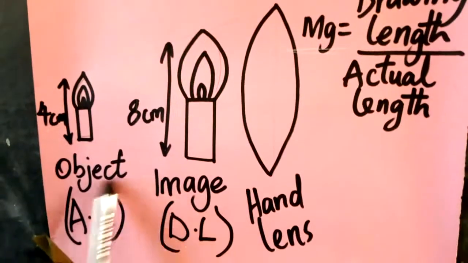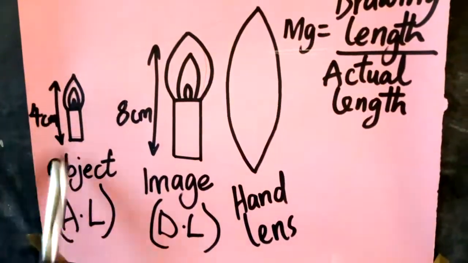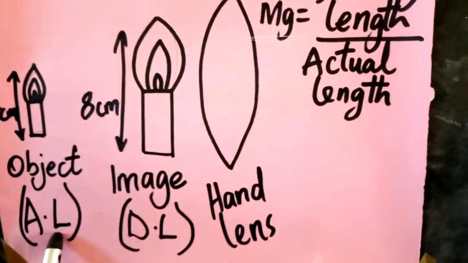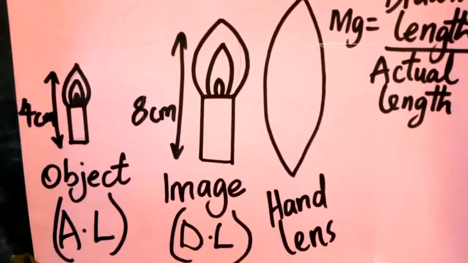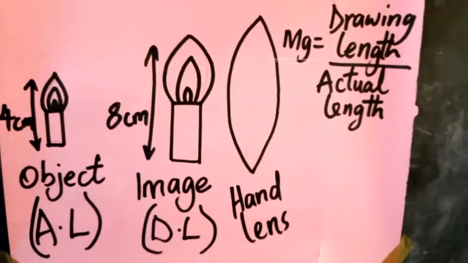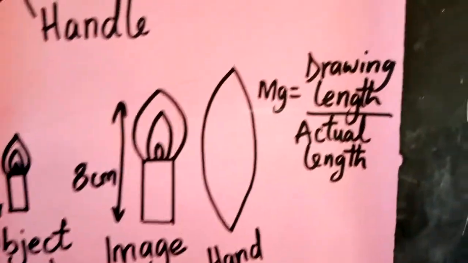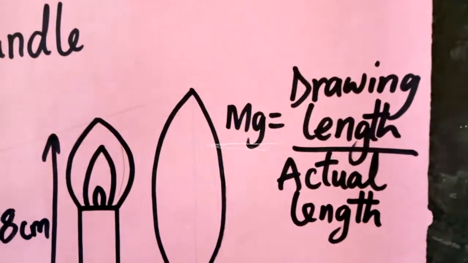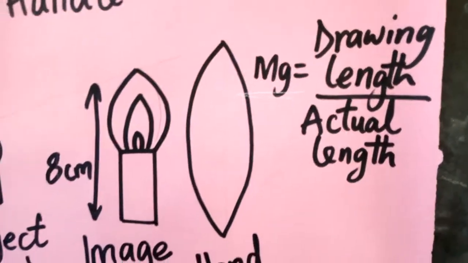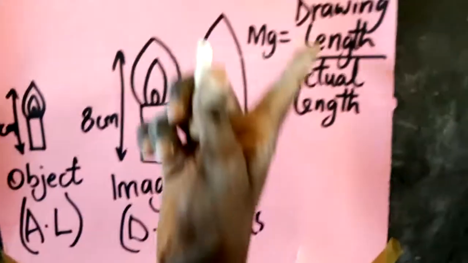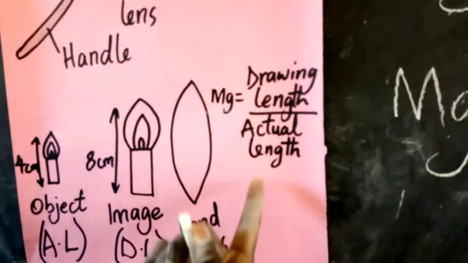The length of an object is referred to as the actual length. Therefore, we can get the magnification that was done by getting the drawing length, and we divide it by the actual length. And therefore, we can come up with a formula here whereby we say that magnification equals drawing length over the actual length.